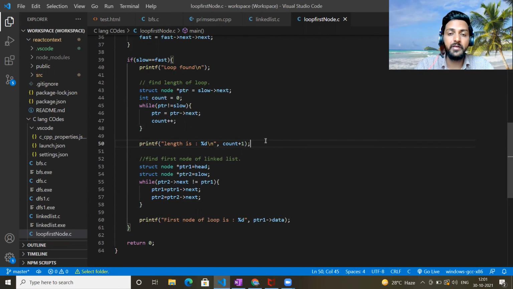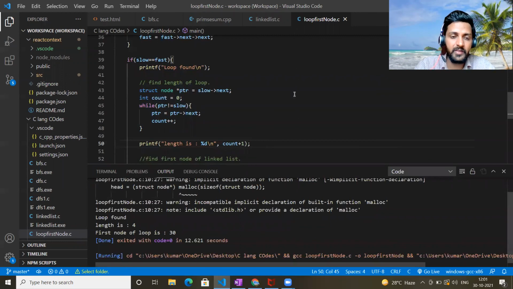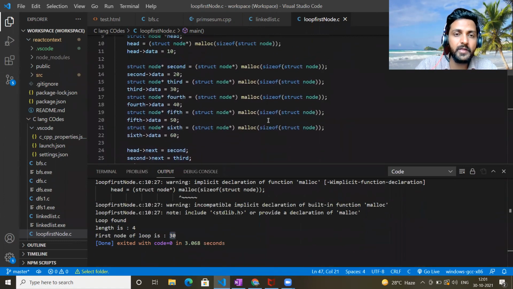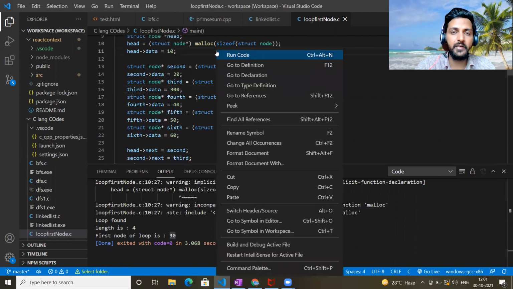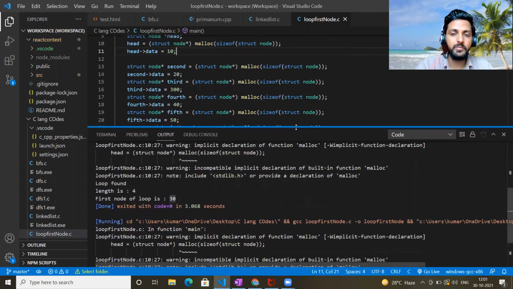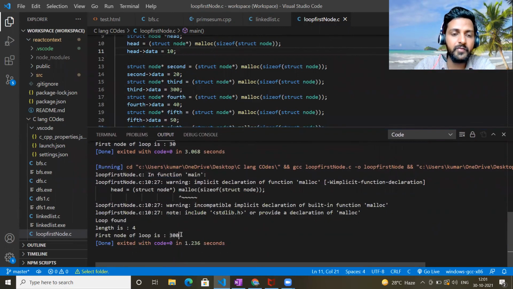All right, everyone, let me quickly run it. So we'll just verify the output. You can see, first of all, we are seeing that loop found and the length of the cycle is 4. And the first node of the loop is nothing but your 30. All right. Let's say you want to verify it. So I can do one thing. Let me change 30 to 300. All right. Now our first node should be 300. Let me quickly run it again, just to make sure that we are having the correct algorithm. So this time the output should be 300. You can see, right? The first node of the loop is 300, and the loop length will be the same.